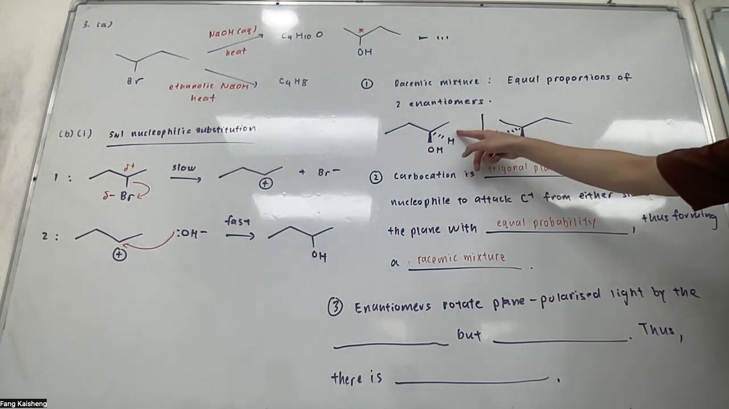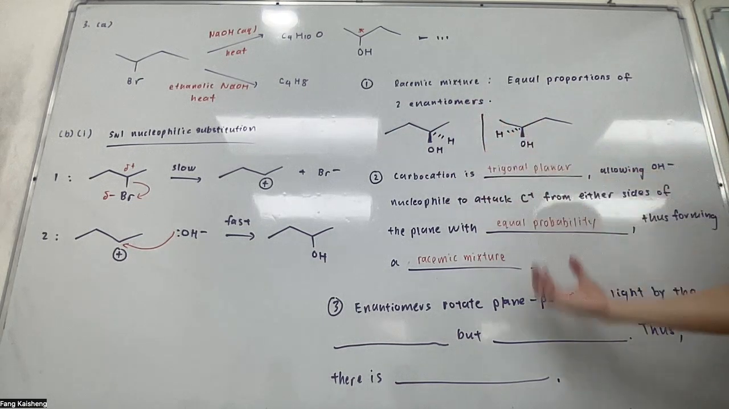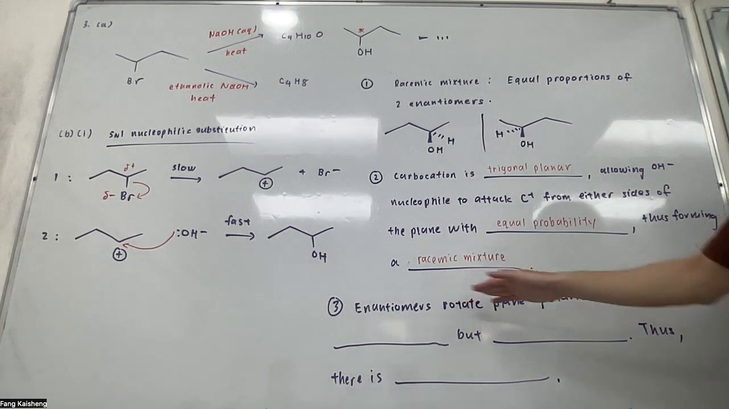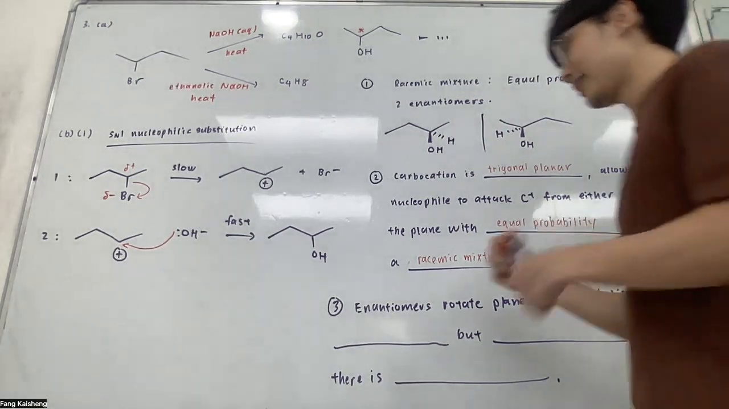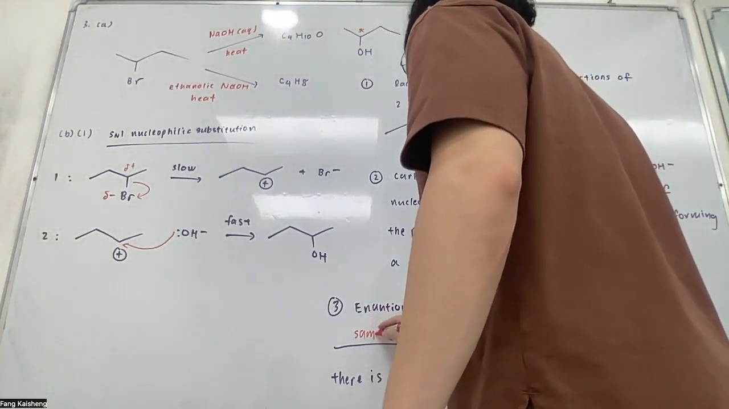Remember, how does a normal image rotate plane polarized light? They rotate plane polarized light by the same extent, right?